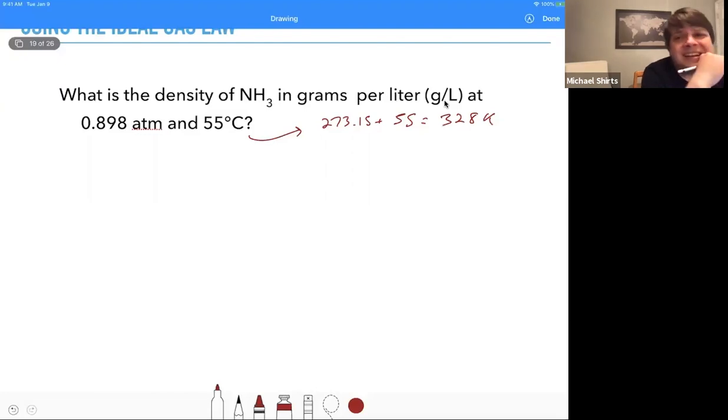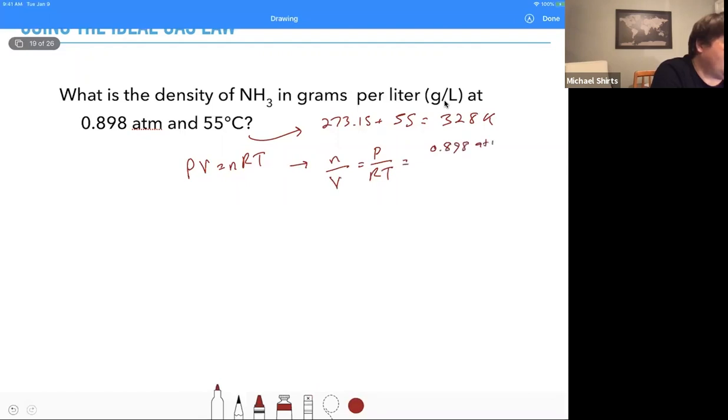So what do I do? Density. Density isn't in PV equals nRT. That's why there's no density there, but it's hidden in there, because if we have PV equals nRT, what is density? The molar density would be n over V. So PV equals nRT can be rearranged to n over V, the number of moles per unit volume, equals P over RT.